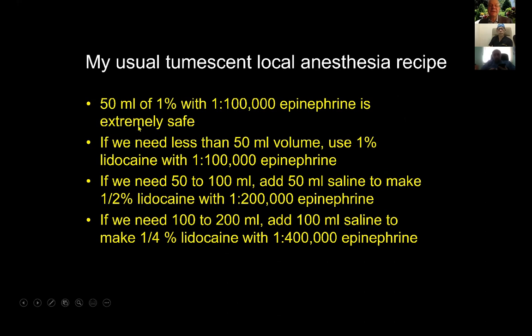So this is the usual recipe that I use for tumescent local anesthesia. So I use 1% with 1 in 100,000 epinephrine, which we know is extremely safe. And so if I need less than 50 mils, that's what I use. If I need 50 to 100 mils of tumescent solution, like for my cubital tunnels, I add 50 milliliters of saline. If I need 100 to 200 milliliters, then like in a forearm tendon transfer, or for maybe a spaghetti wrist or something like that, then I'll add 150 cc's of saline, not 100, that's a mistake there. I add 150 cc's of saline to 50 mils of 1% to make 1 in 400,000 epinephrine with 0.25% lidocaine.